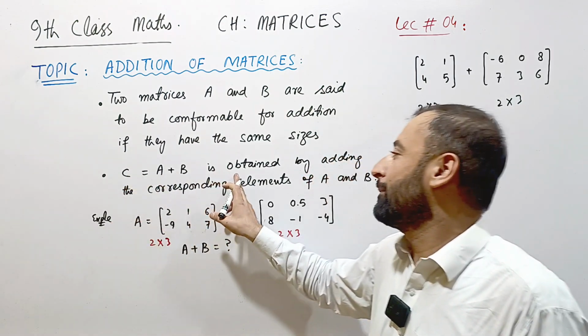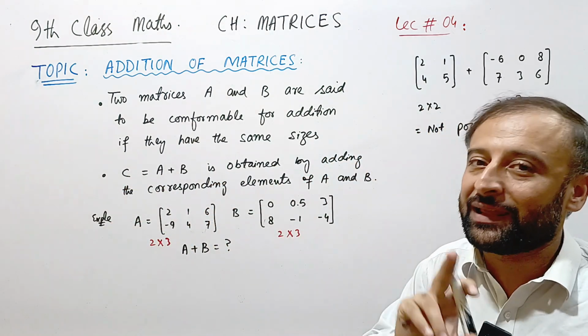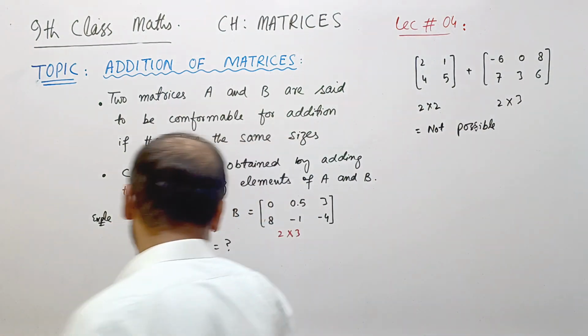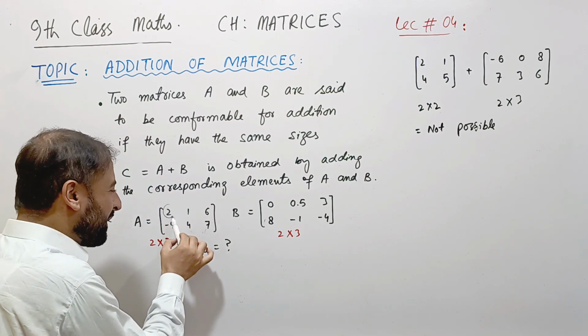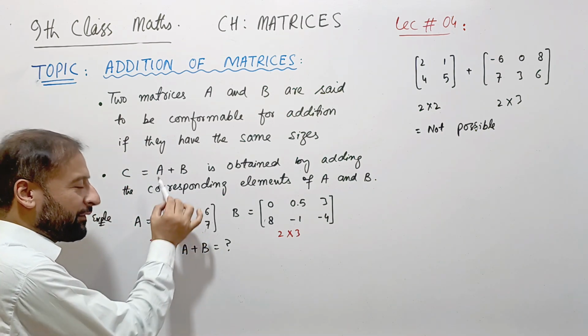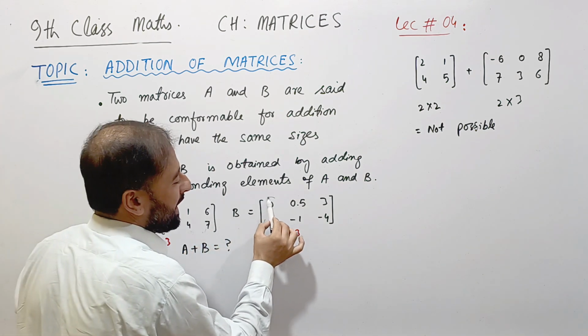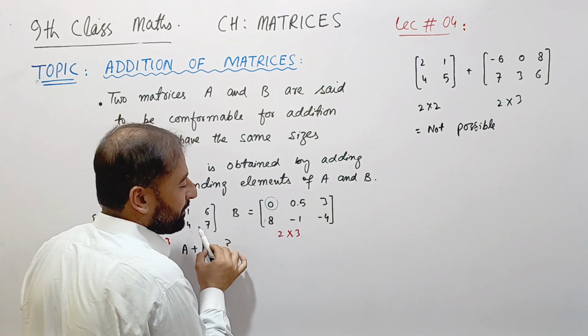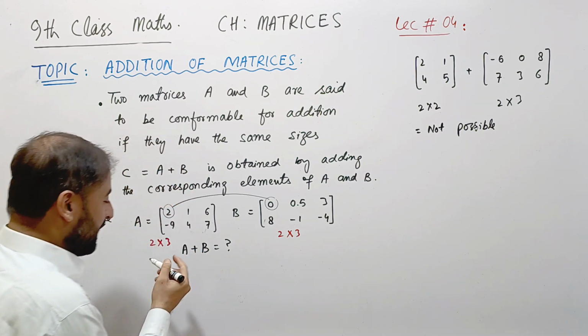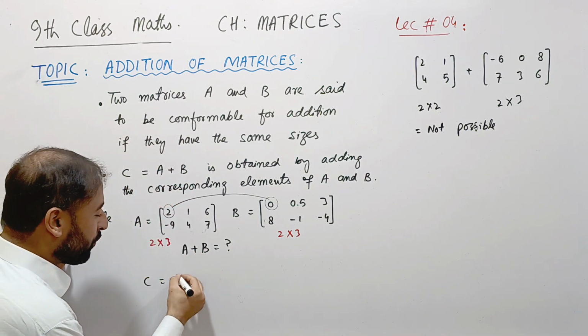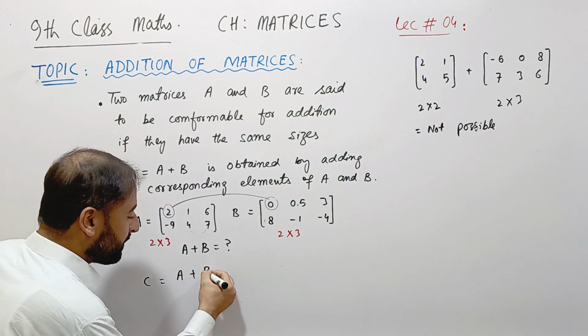This C will be obtained by adding the corresponding elements of the two matrices, having the same position. This is the element of the first row and first column, and this is also the element of the first row and first column. So we say that these two elements are corresponding elements. Hence, C is equal to A plus B.